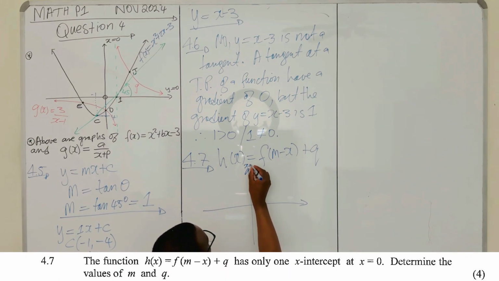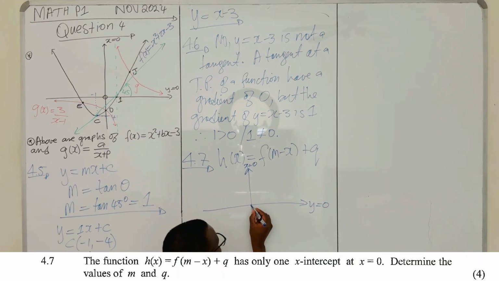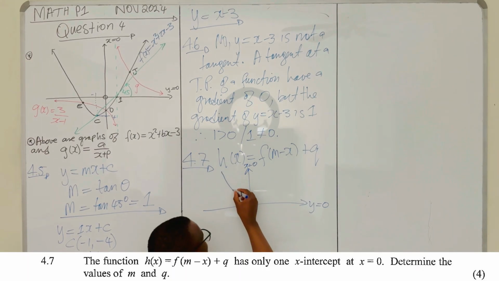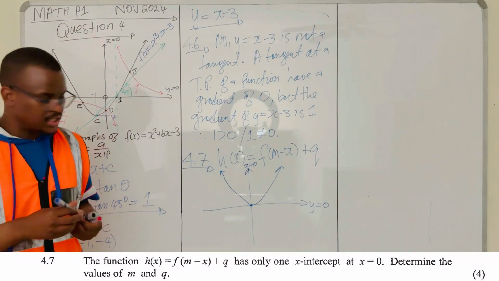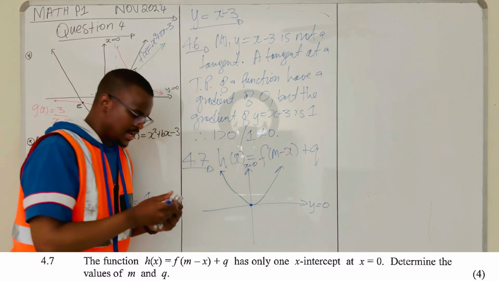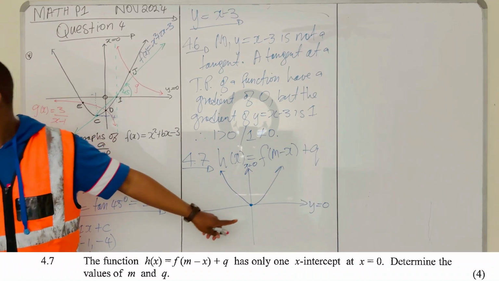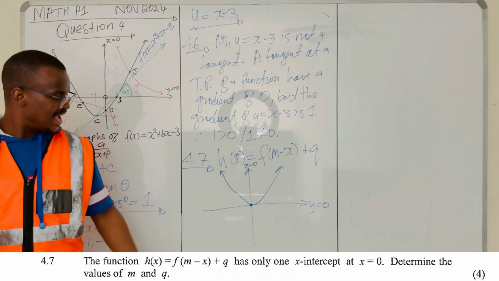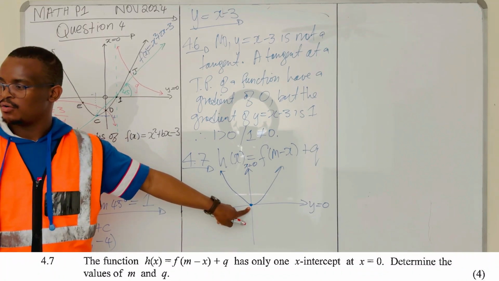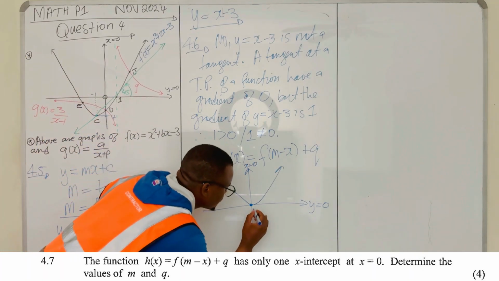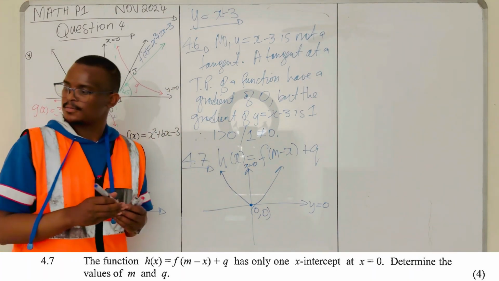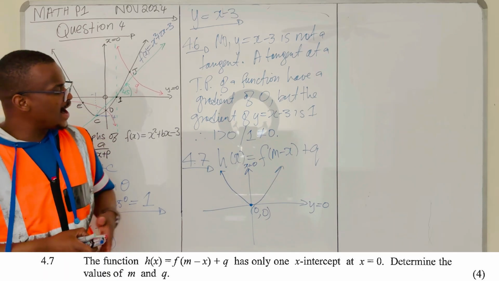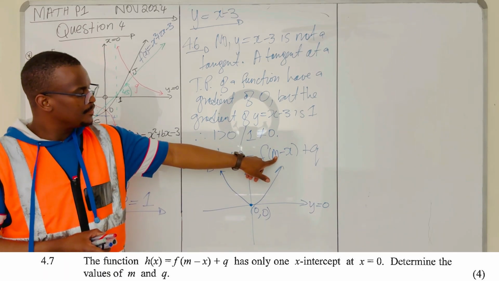This is x equal to 0, this is y equal to 0. At x equal to 0 is where the equal roots are, which means our function is turning here, at 0 and 0, because we're told the turning point is sitting at that point. When they said h has only one x-intercept at x equal to 0, the x-intercept is sitting at the origin, 0 and 0. So they want you to find the values of m and q.